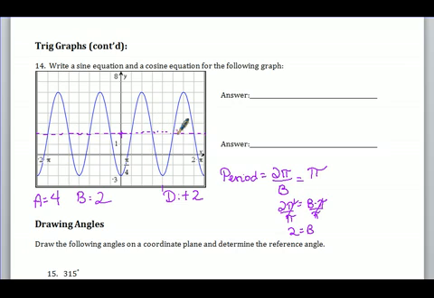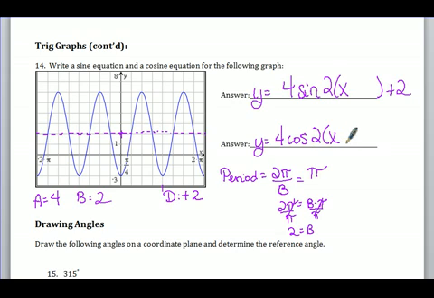Okay. All right, so now all we're missing is the C, which is going to be different if we're writing a sine equation or a cosine equation. So let's go ahead and put our A, B, and D into the equations. We're going to have y equals 4 sine of 2 times x plus or minus something we don't know yet plus 2. And y equals 4 cosine of 2x plus or minus something plus 2. So let's start with the sine function.